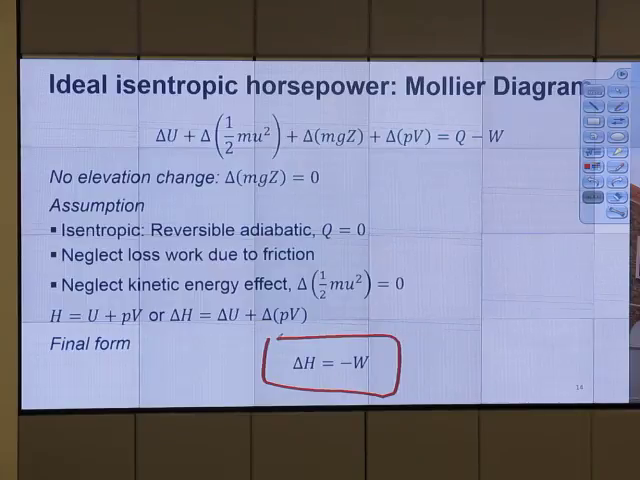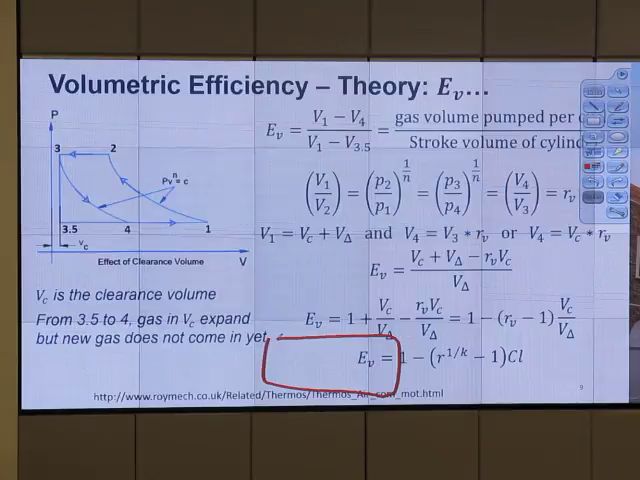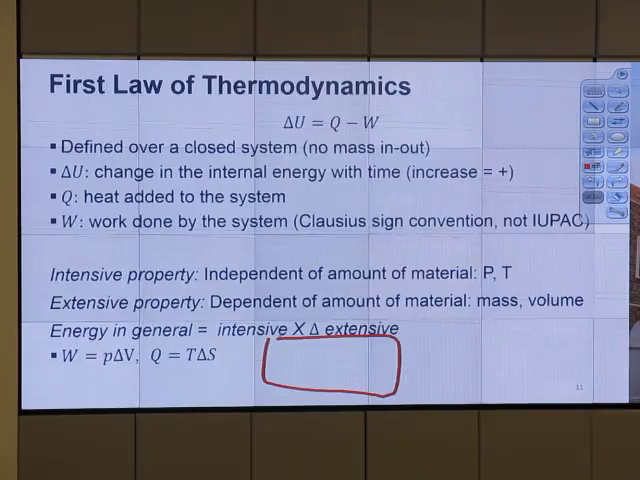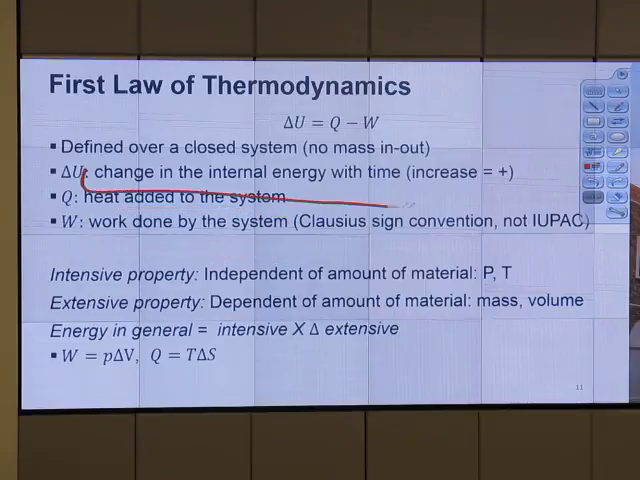So W, let's go back. W is the work done by the system. Okay, work done by the system is W. Okay, and U is the change in the internal energy.